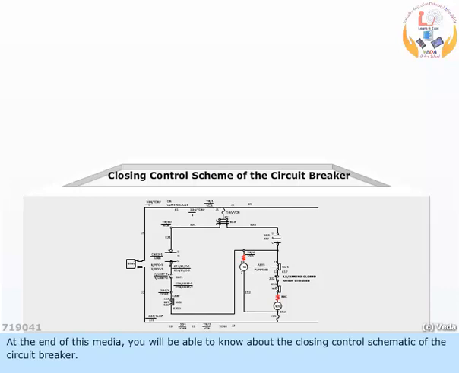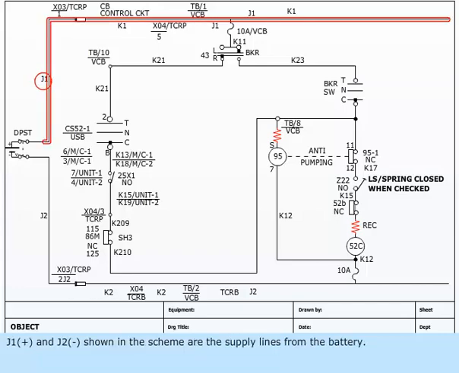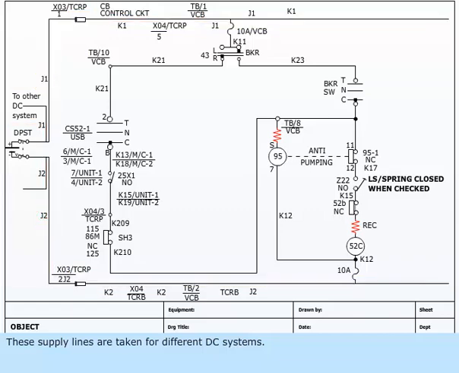At the end of this media, you will be able to know about the closing control schematic of the circuit breaker. The figure shows the control scheme of a circuit breaker. J1 plus and J2 minus shown in the scheme are the supply lines from the battery. These supply lines are taken for different DC systems.